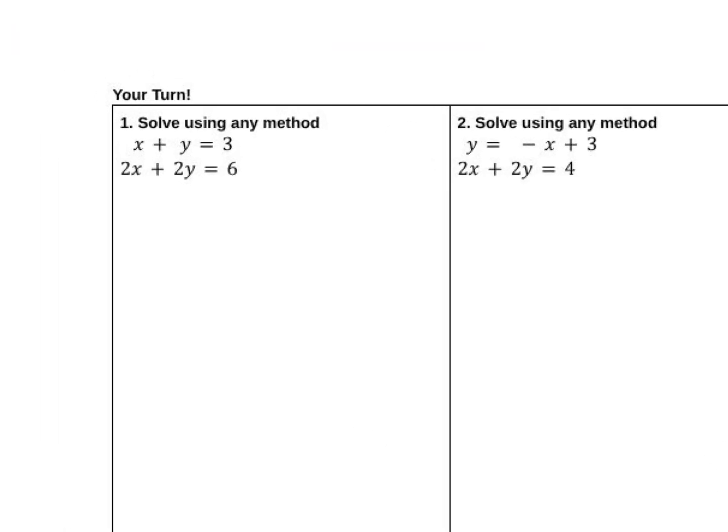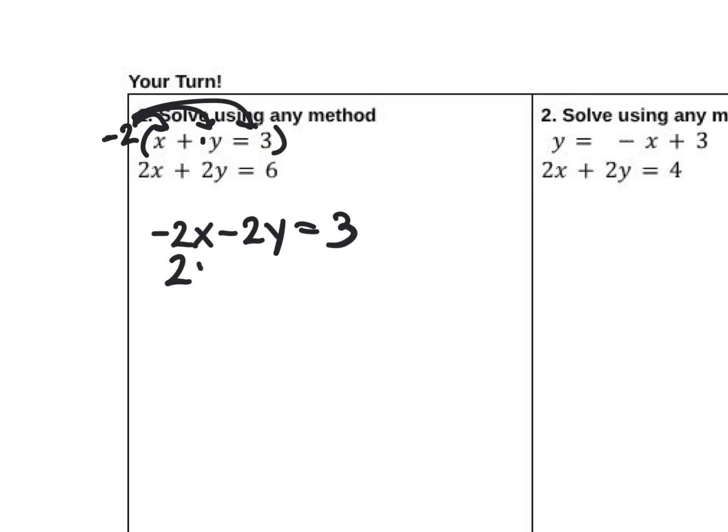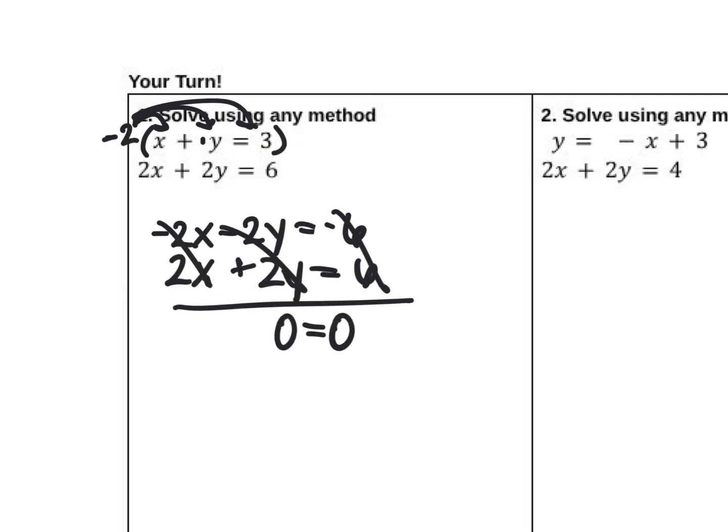Okay. Your turn, meaning, my turn really. This one's all set up for elimination. Let's eliminate the y's this time. If I multiplied this entire top equation by -2, that would help my y's cancel. So we'd be left with -2x minus 2y equals -6. And then there's our bottom equation. Oh, look at this. Everything is going to cancel, so we're left with 0 equals 0.